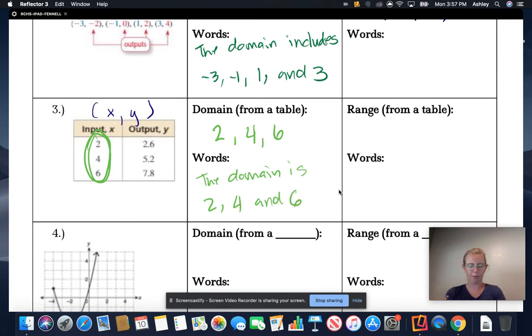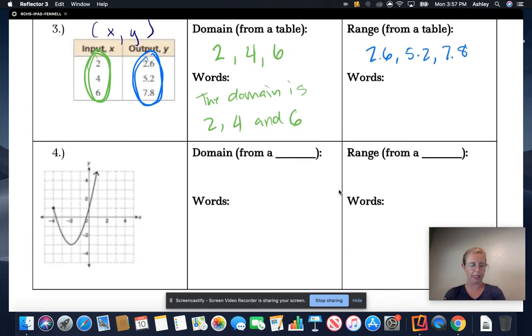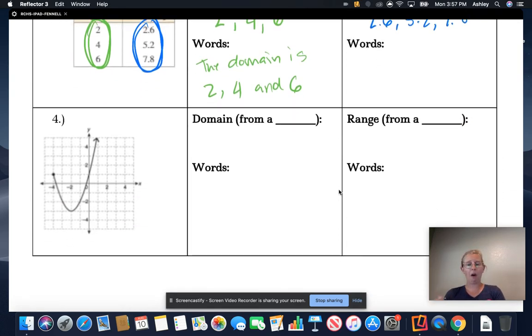Okay, what about our output values over here? Let's look at our output values. Our output values, or our range, 2.6, 5.2, and 7.8. Again, in words, write it out the way you would say it to me. Okay, now I want you to identify what is the given information. So what are we given here?